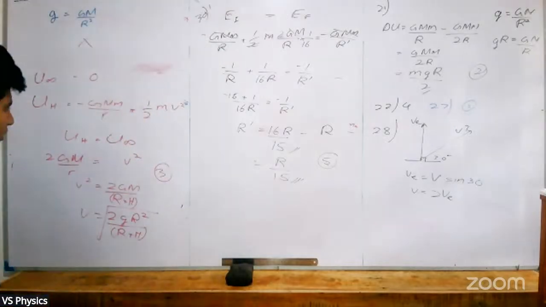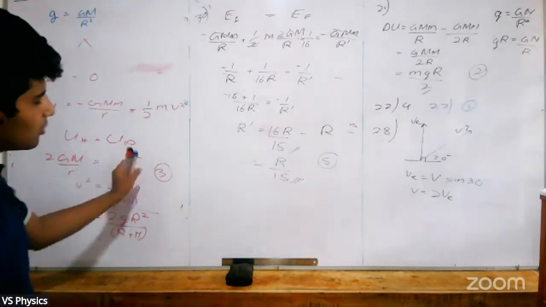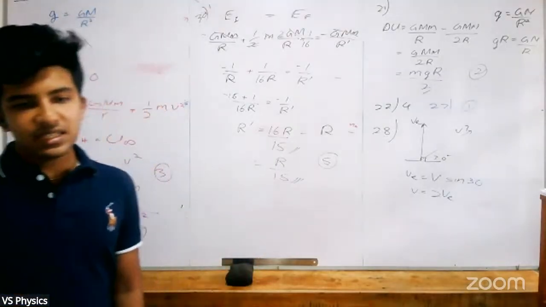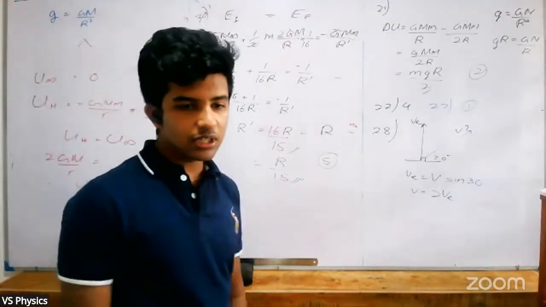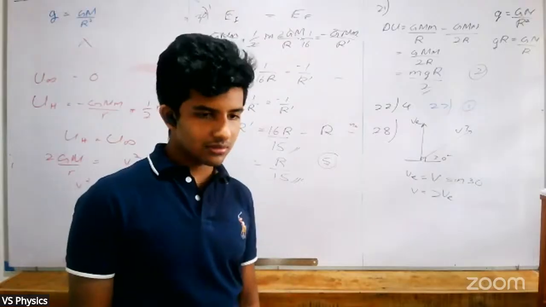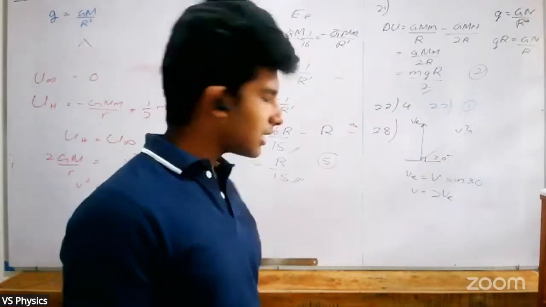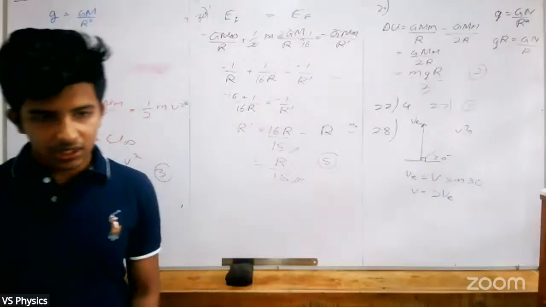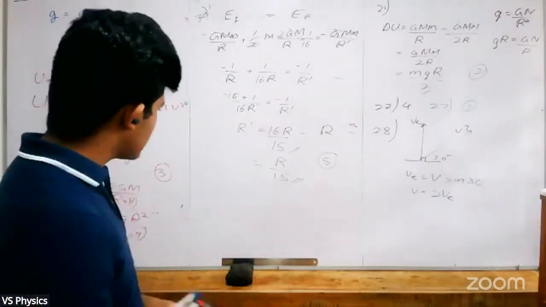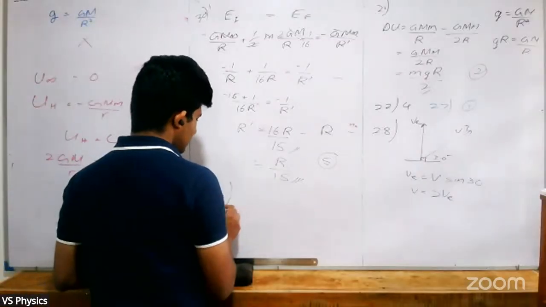There's a small point about escape velocity. I don't know whether you may notice, escape velocity of a rocket does not depend on the mass of the rocket. Therefore, we can directly say 2GM over r. So it is our first answer for 31.